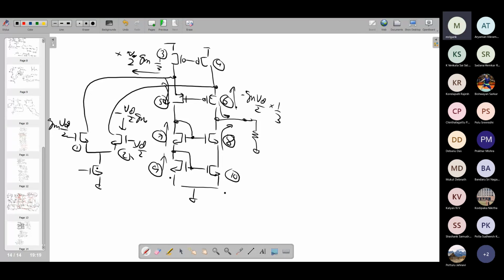This operation is clear, how it is behaving like a single-ended output, and why it is behaving like a differential to single-ended OTA. Is this operation clear? This I need to bias: VBP or VBP1 and VBP2. These voltages I still need to generate. Is this clear quickly?